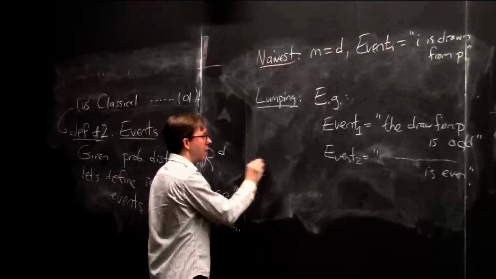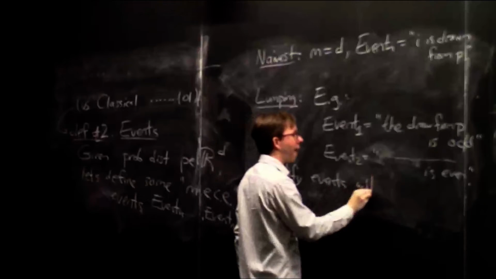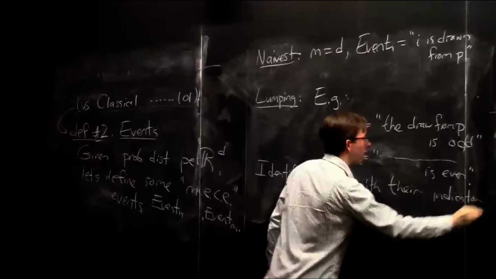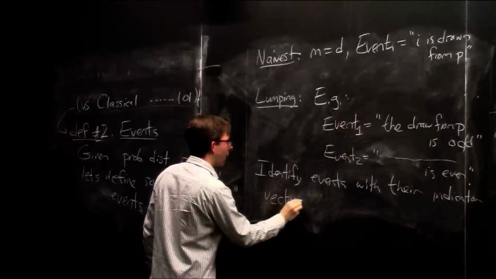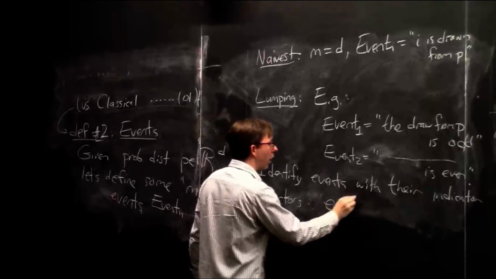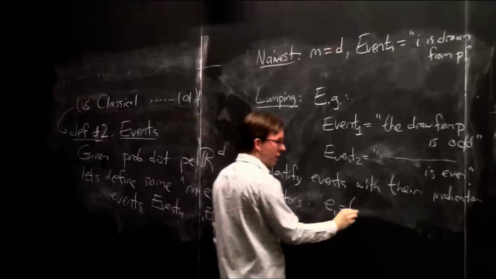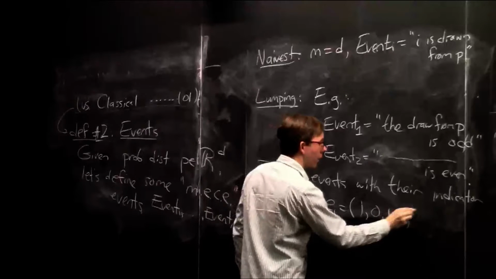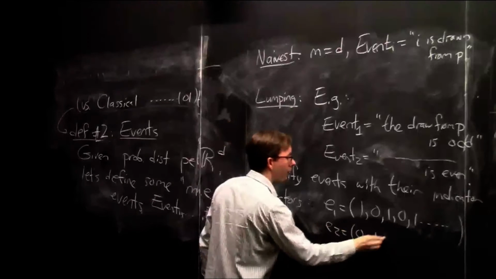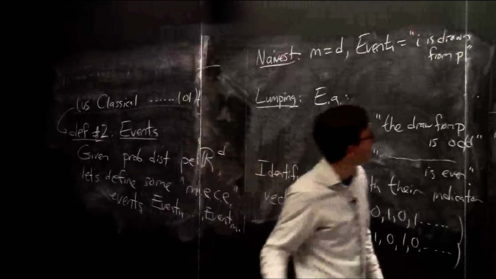And I'm going to ask you to identify these two events with their indicator vectors. We only have two events here, which is a pretty special case. You could have more. In this case, it'll be little e1, the indicator that the draw is odd, so it's that either 1, 3, 5, etc. is drawn. So this indicator looks like this. And the indicator for event 2 looks like this.